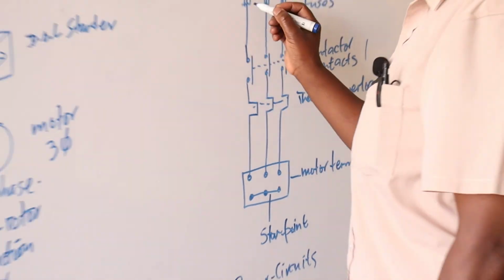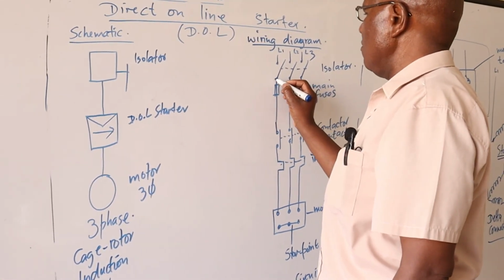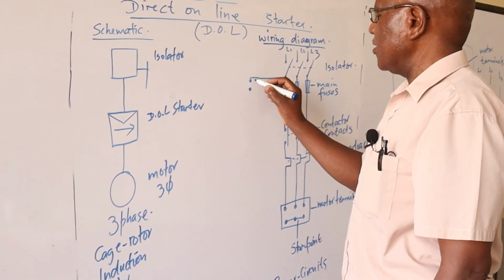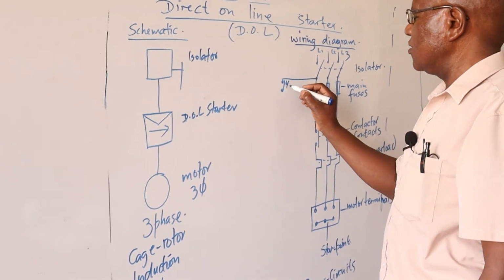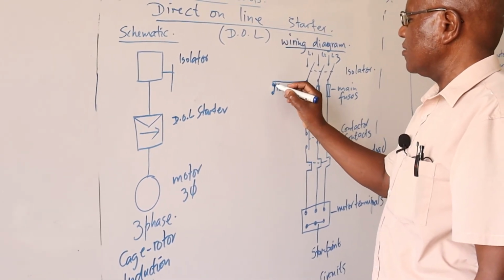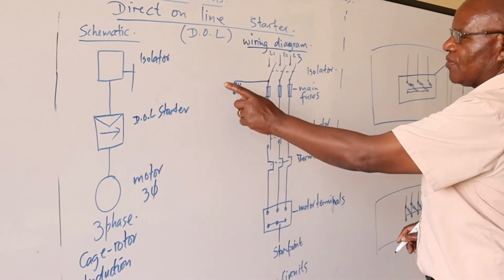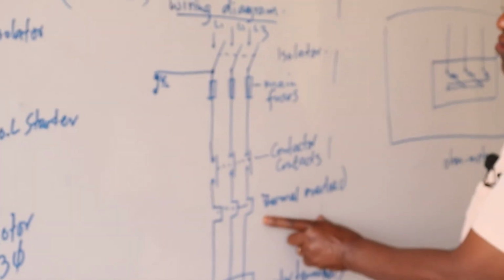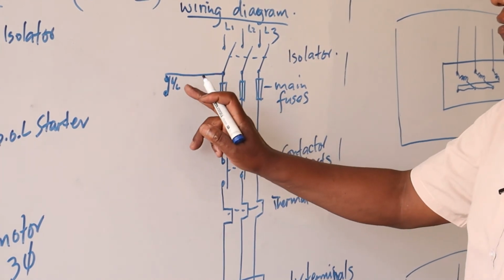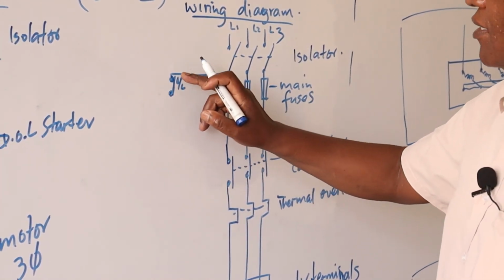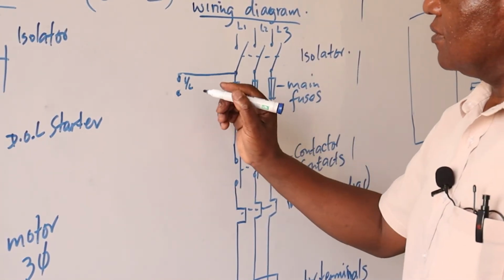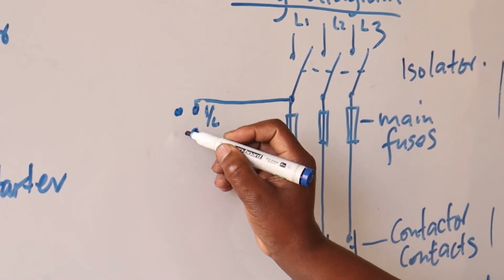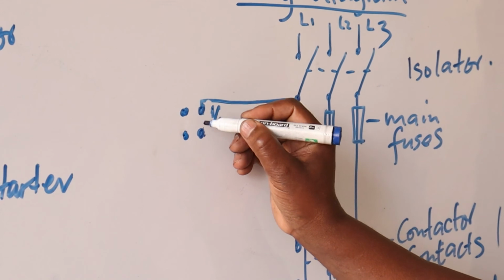In the control circuits, we normally have what we call the overload tripping device. Now this contact here will be operated by this thermal overload. When it trips, it will open this circuit here. There are usually two contacts like that.